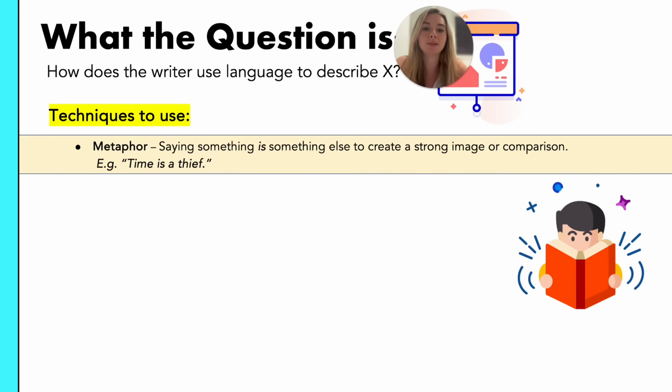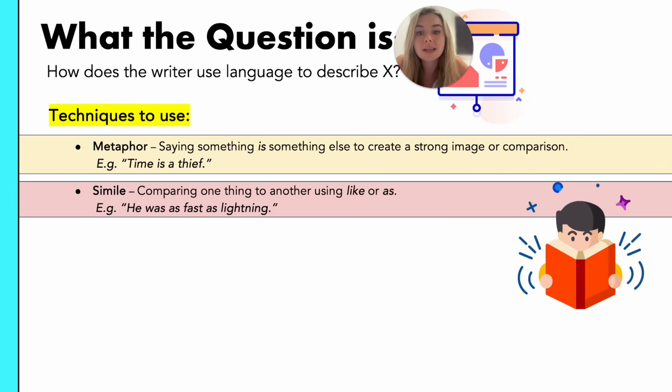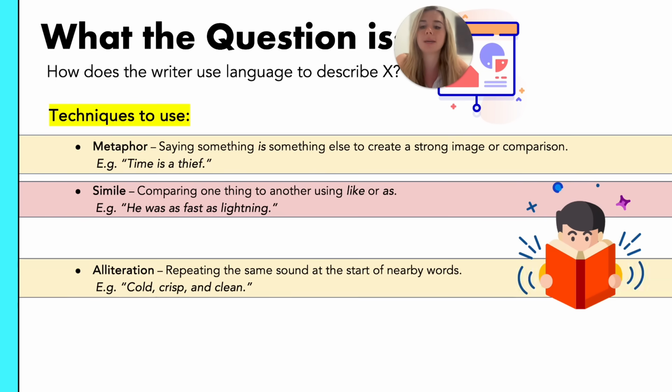So things like metaphor. A metaphor, for example, is saying something is something else, and this is to create a strong image or comparison. For example, time is a thief. We're not saying that it's like a thief, we're saying it actually is a thief. Another easy one to pick out is obviously a simile. This is comparing one thing to another using like or as. He was as fast as lightning. Basic examples, but just to show you. Metaphor saying it is something, simile saying it's like something.